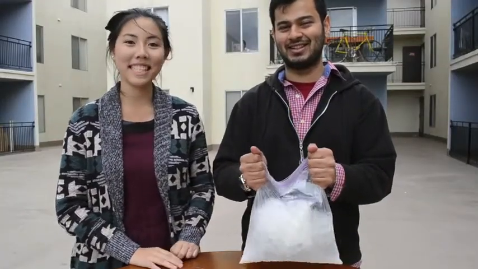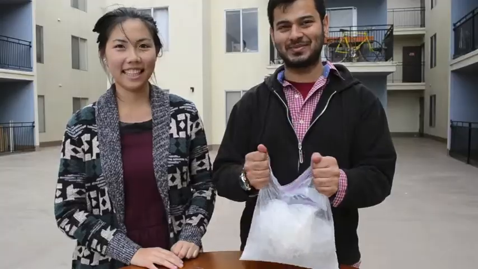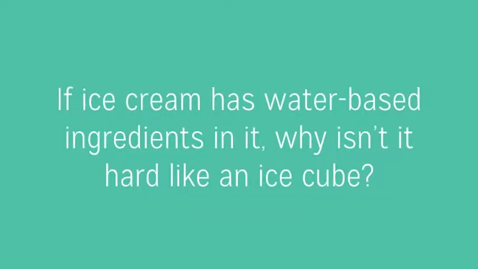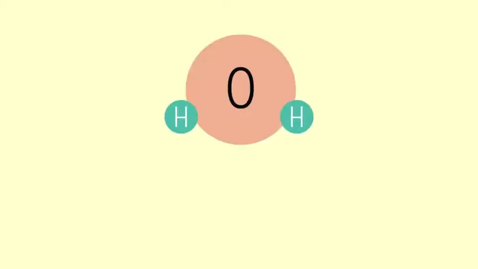So while Amon is shaking the ice cream, let's talk about the science behind what we just did. You might be wondering, if ice cream has water-based ingredients in it, like milk, why isn't it hard like an ice cube? Well, let's look first at plain old water. A water molecule is made up of 2 small hydrogen atoms and 1 larger oxygen atom. This is why water is known by the chemical formula H2O.